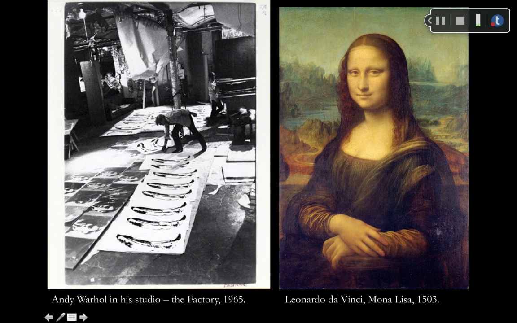So look at the process here. Here's Andy again in his studio, which he actually called the factory. So he was very much aware of the fact that he was working like a machine. His process for creating his work was very machine-like. It was automated, much like everything in our culture.